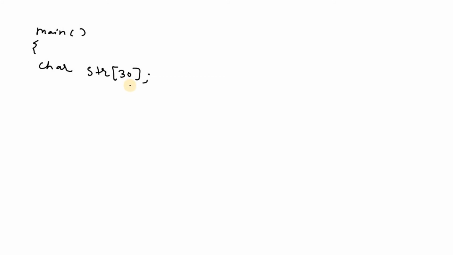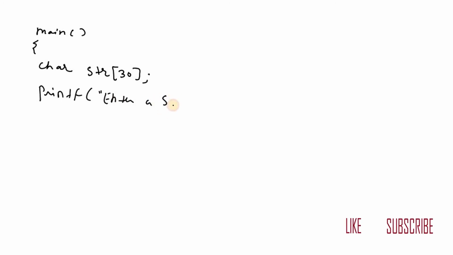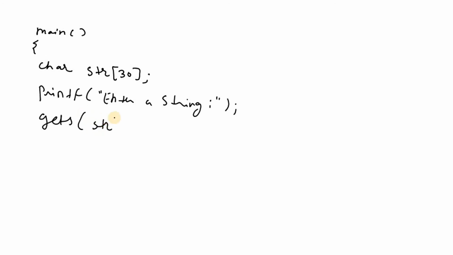And here in the printf function we print "Enter a string", and here we are reading the input. It is better to go for gets, because multiple characters can be read. That's why we go for the gets function, and we are passing str. Then the user will input the string.